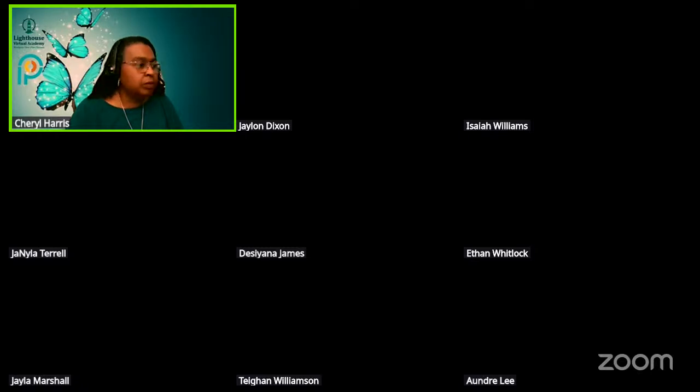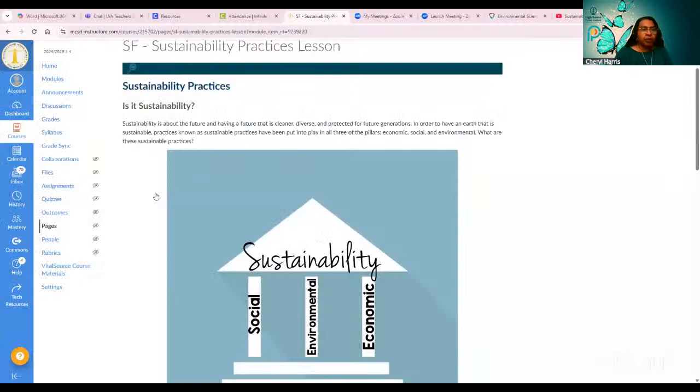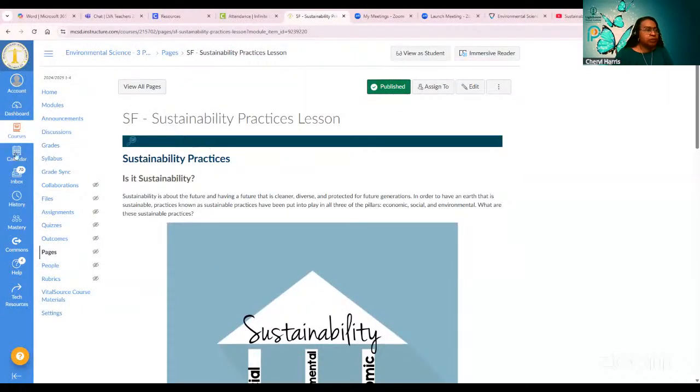While we're waiting for folks to come in, I'll go to Canvas and look up the section on sustainability practices. I'm going to go through a project with you, but we first need to know some background on what it's about.